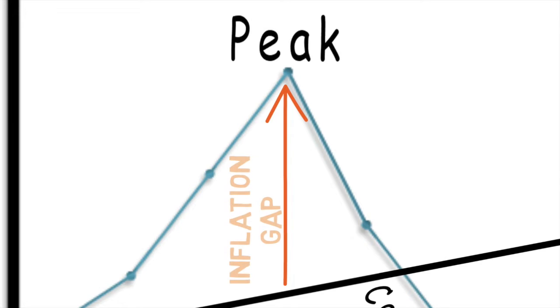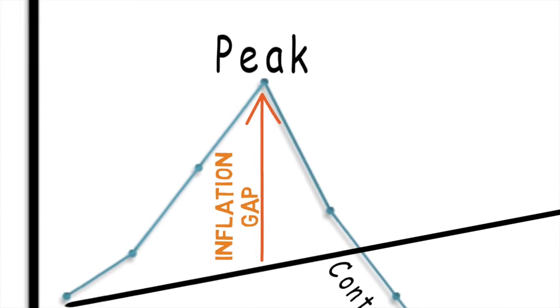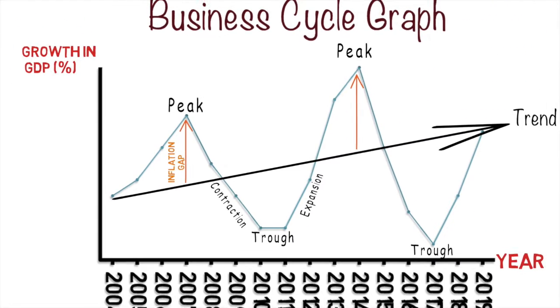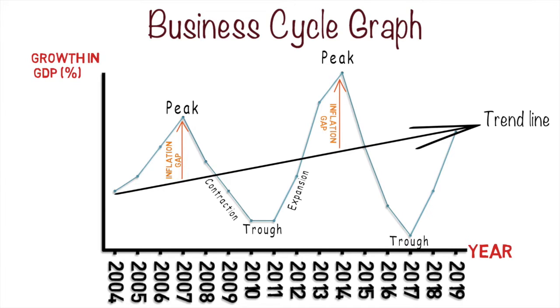So high growth here we refer to as an inflationary gap, and this is when output growth is above the trend line or above average. So this is when the economy tends to overheat, inflate, prices increase due to extra spending in the economy. And we have two periods of an inflationary gap indicated on our business cycle here.